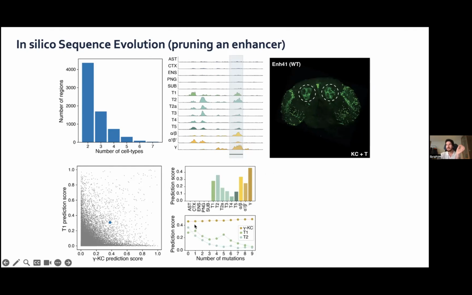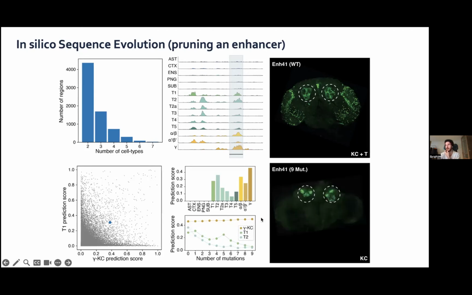At the same time, it destroys the T1 and T2 neuron patterns. When we look at the network explaining techniques, these mutations were destroying the activators for T neurons, at the same time creating repressors for T neurons, and they were not creating or destroying any patterns for the Kenyon cells. And after 9 mutations, we were able to prune the activity of these enhancers to only Kenyon cells and destroy the activity in the T1 neurons and T neurons.